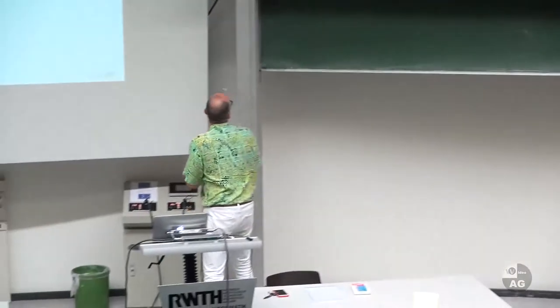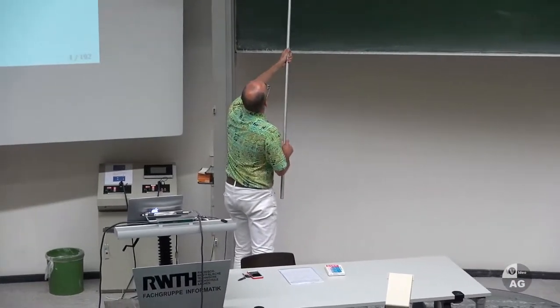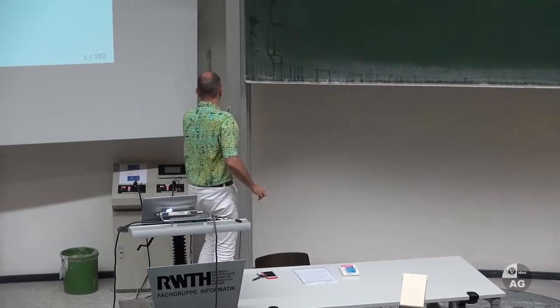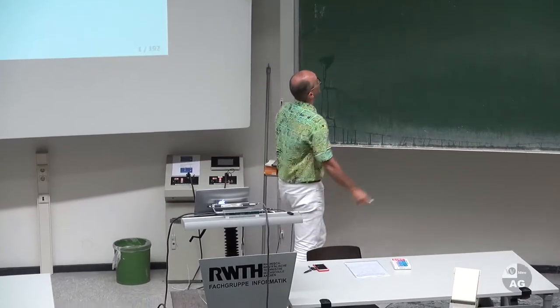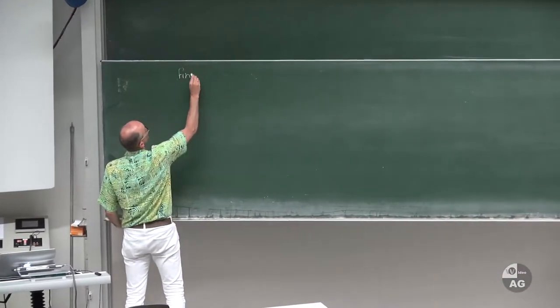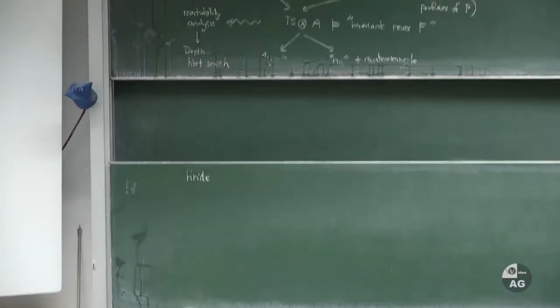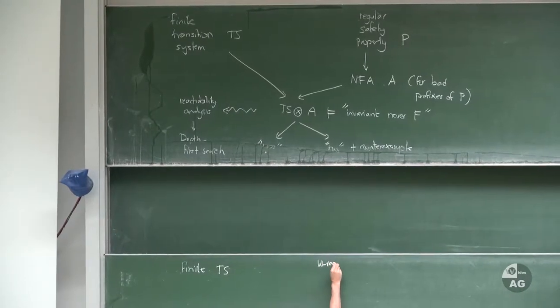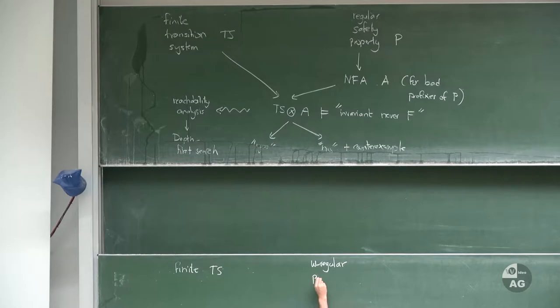And what we're going to do today is we're going to try to generalize this picture towards a larger class of properties. So today my starting point will again be a finite transition system, this finite TS. And on the other hand, I'm going to use an omega-regular property. And this includes liveness properties, for instance. So it's no longer restricted to safety properties, and definitely it's no longer restricted to regular safety properties.